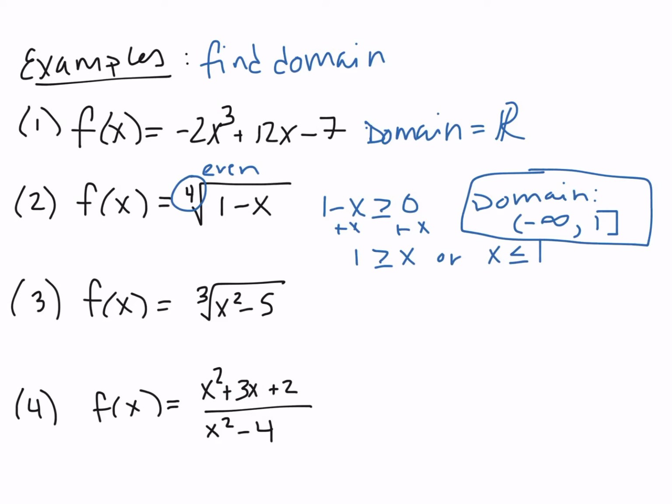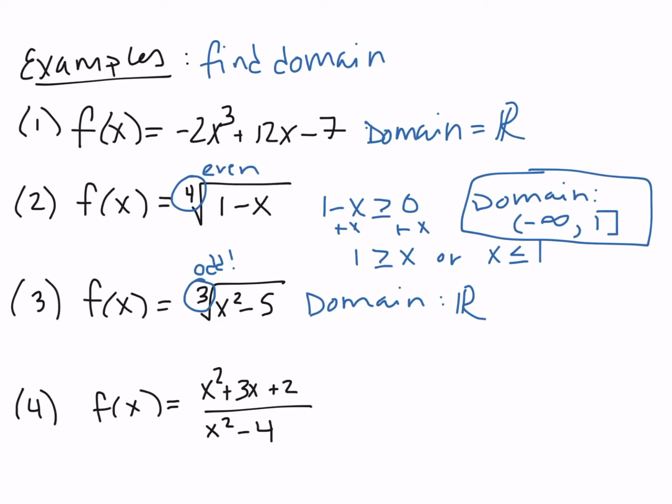Alright, third example, we have the cubed root of x squared minus 5. Just like before, check out what root you're taking. Is it even? No, it's odd. In fact, you can take an odd root of whatever you want. You don't have to worry about this. If it's an odd root, then the domain is all real numbers, provided the stuff underneath the radical sign is just like a polynomial, right? As long as you don't have a fraction or something underneath the radical sign.